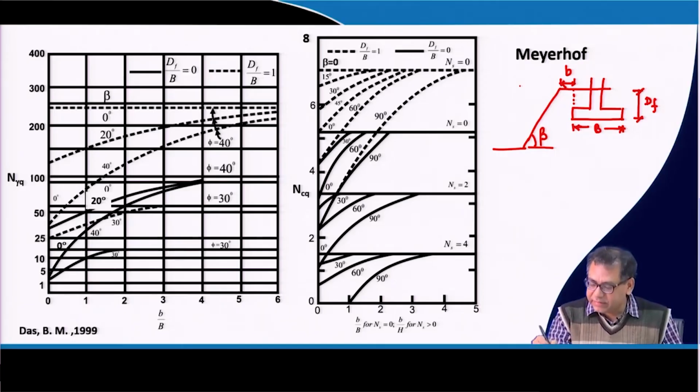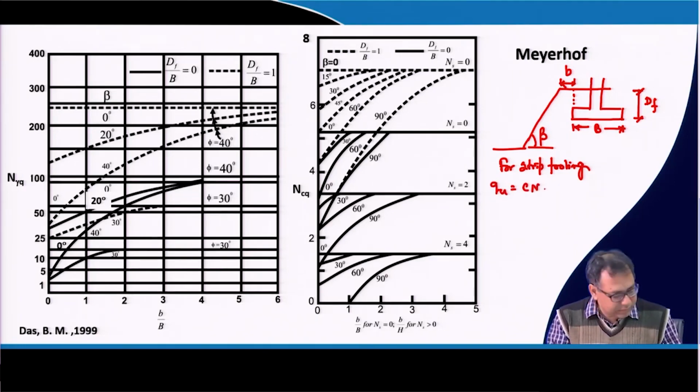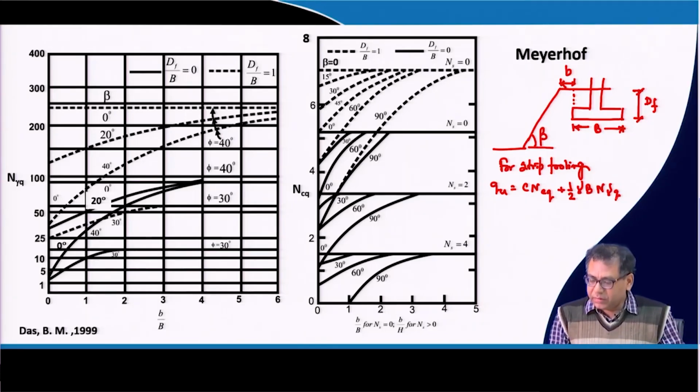Now, we know that this is for the strip footing. The bearing capacity expression for strip footing is q_u = c N_cq + 1/2 γ B N_γq. Okay, so this is for the strip footing.